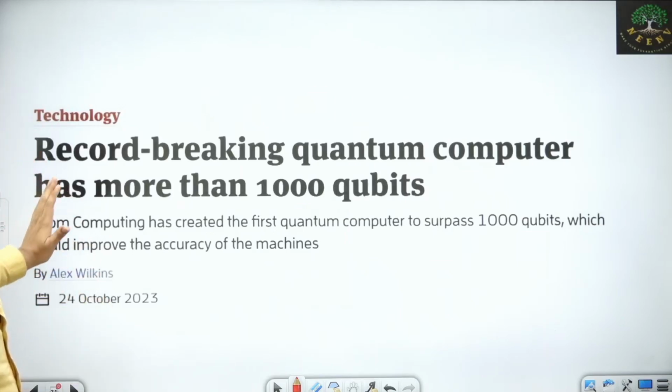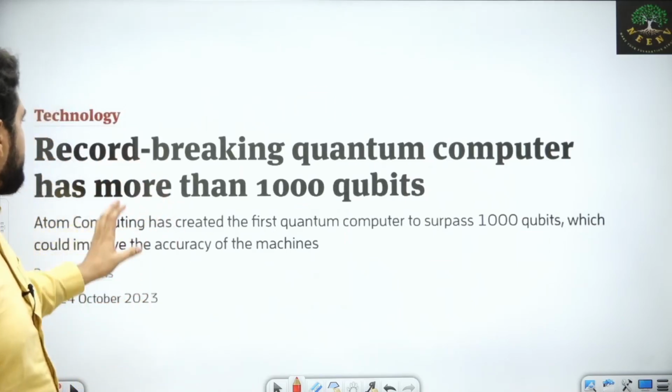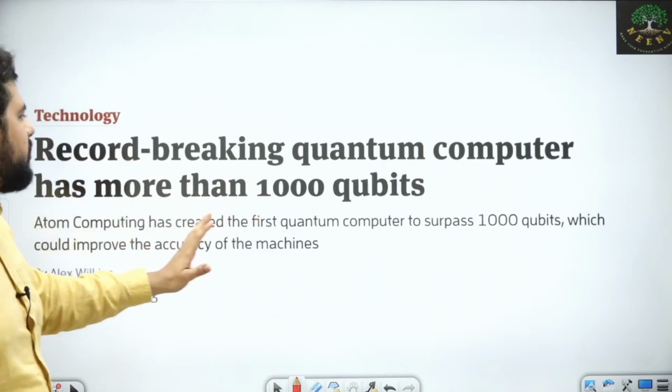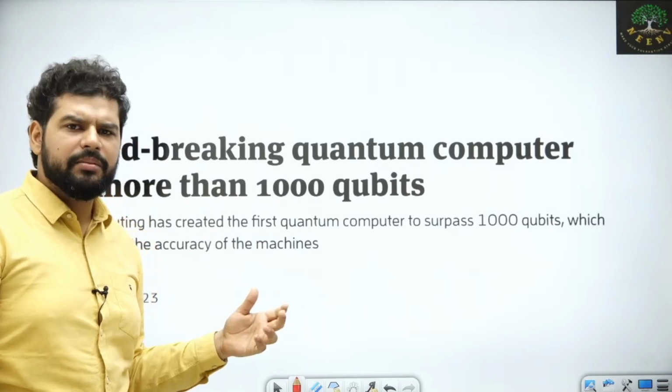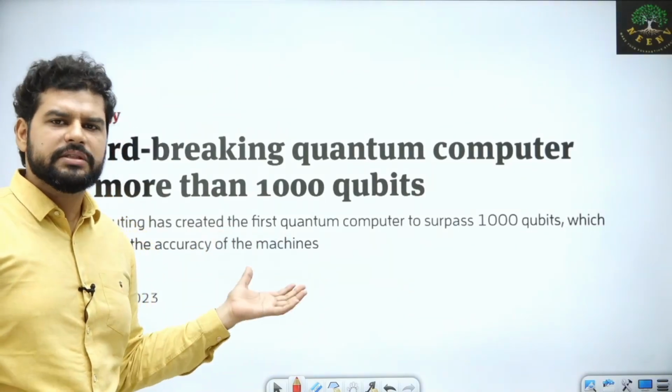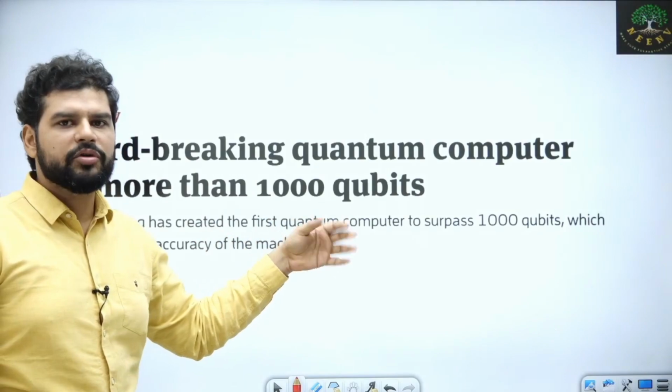Let's see some news. See, in 2023, a record-breaking quantum computer has more than 1000 qubits. IBM had a 433 qubit computer before this. Now there is a company which has more than 1000.